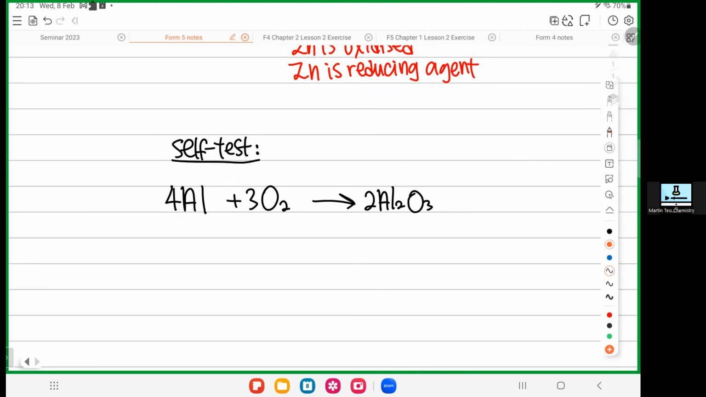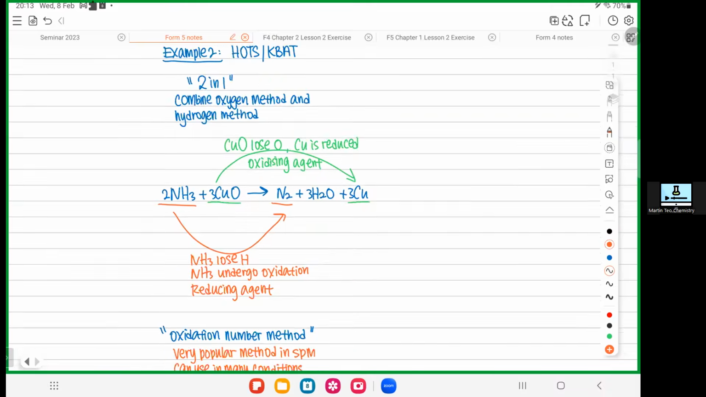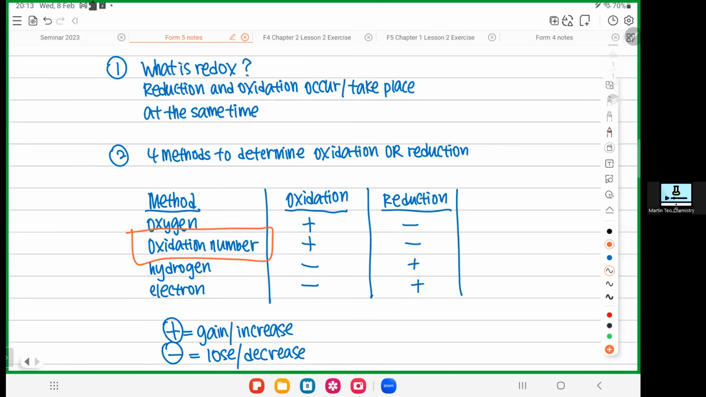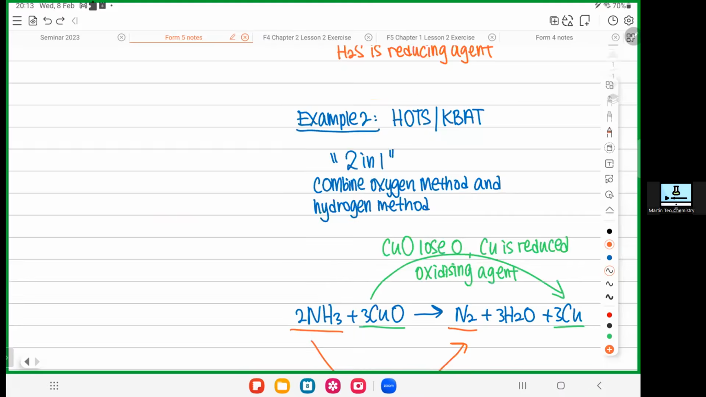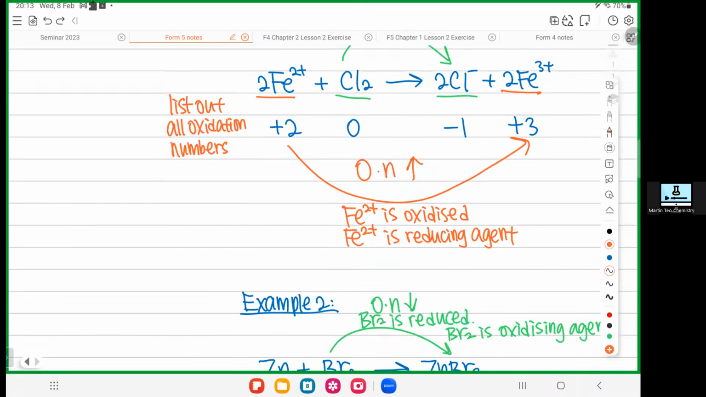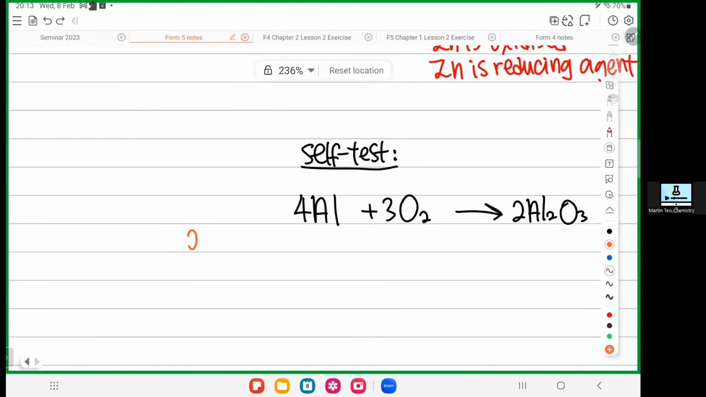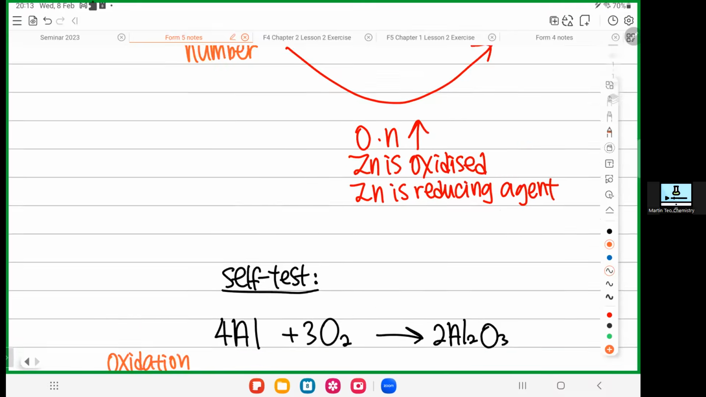Now I want to use the oxidation number method. We have 4 methods, but we want to focus on the oxidation number method for now. I want to use it to check who undergoes oxidation and who undergoes reduction. If you want to use the oxidation number method, first you need to list out all the oxidation numbers. I need everyone to participate. I hope you don't just keep quiet and do nothing, because then I have no idea whether you understand or not.